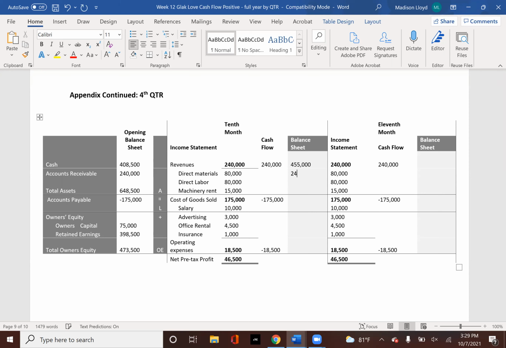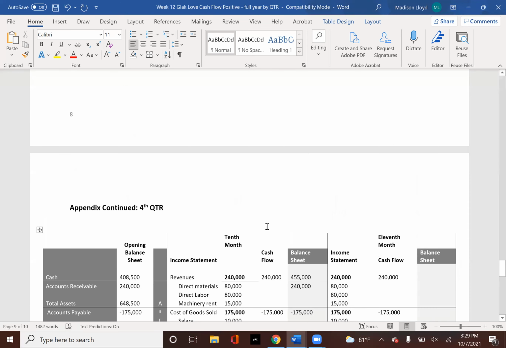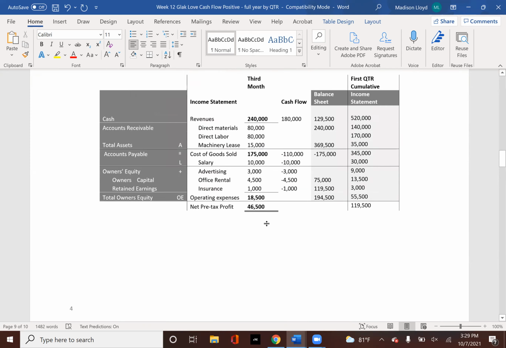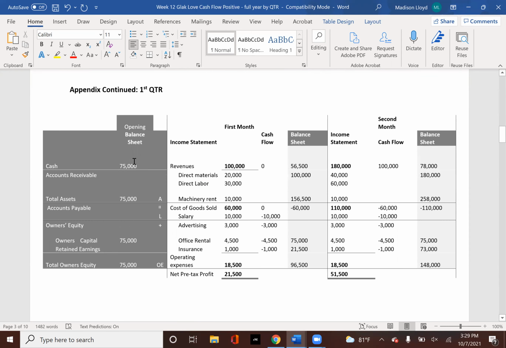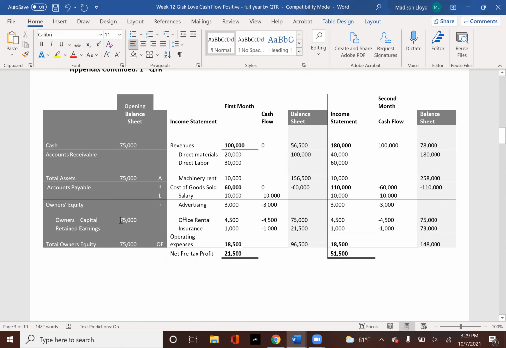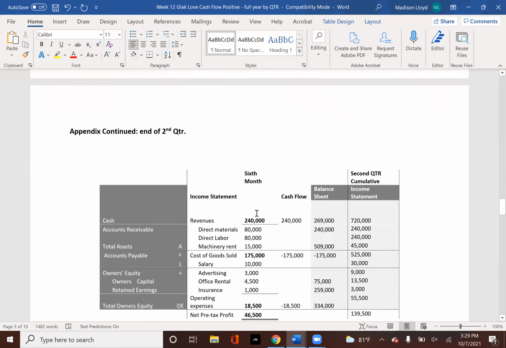Accounts receivable is going to be $240,000 because that's how much revenue we have this month. Accounts payable is going to be $175,000 because we've got to pay off our cost of goods sold for this month. We're going to scroll down to owner's capital, $75,000, only because that's what he initially started with in our first quarter. He invested $75,000 worth. So his total owner's capital for all the months is going to be $75,000. Now, if he only invested $55,000, then that would be our numbers for all of our owner's capital. So it just depends on what you start with.